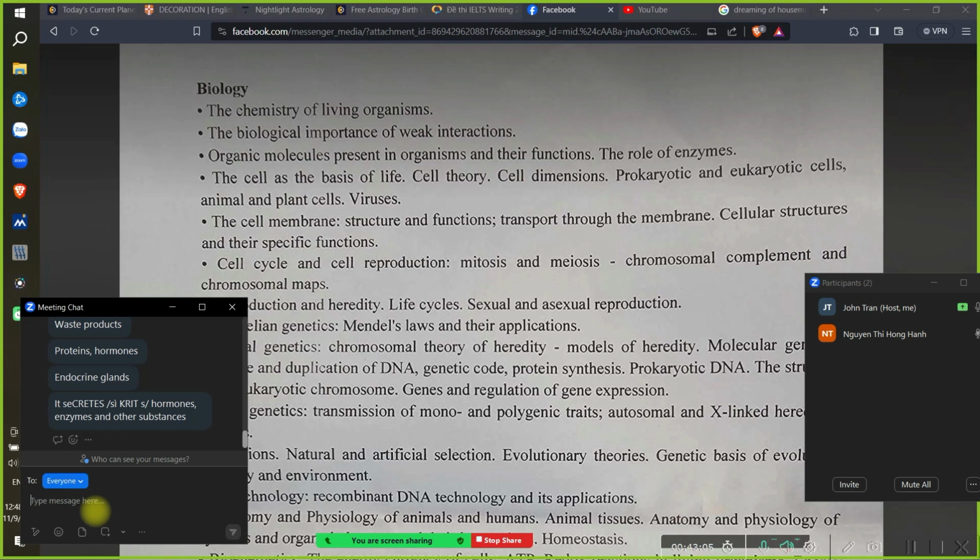And the microfilaments, it is the smallest. It's made up of the protein called actin. So the microfilaments are involved in elongation and contraction, like it assists the cell to move.